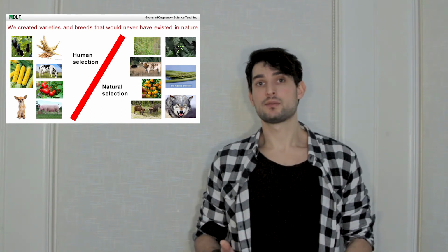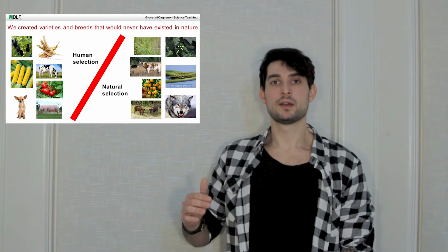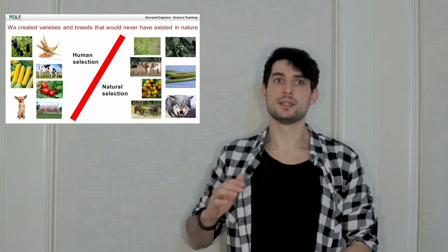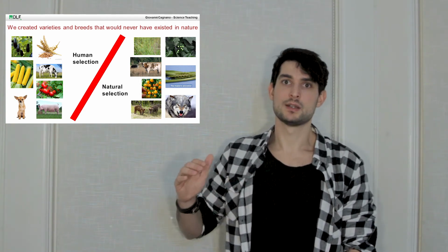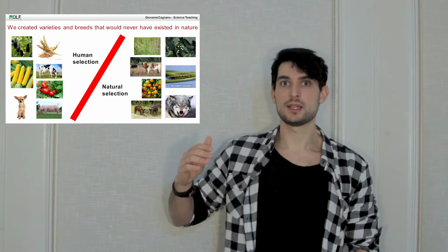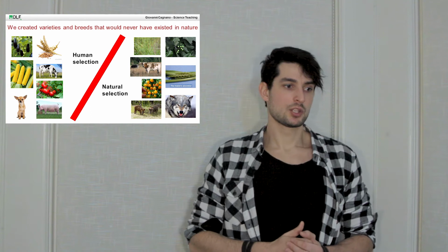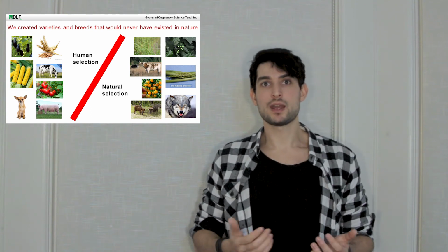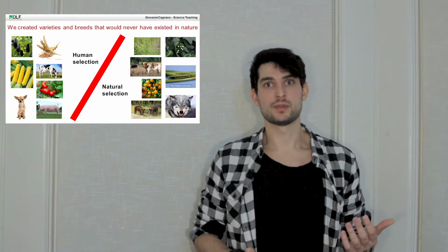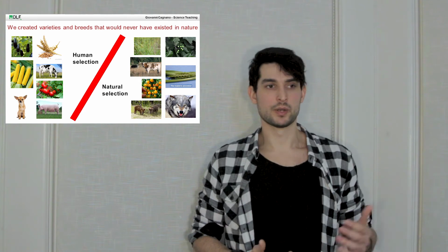And we also select, for instance, wheat plants to be short, but in nature wild wheat plants are much taller because in this way they can grab much more sunlight and do more photosynthesis. So we end up with varieties which are extremely different from their wild counterpart.